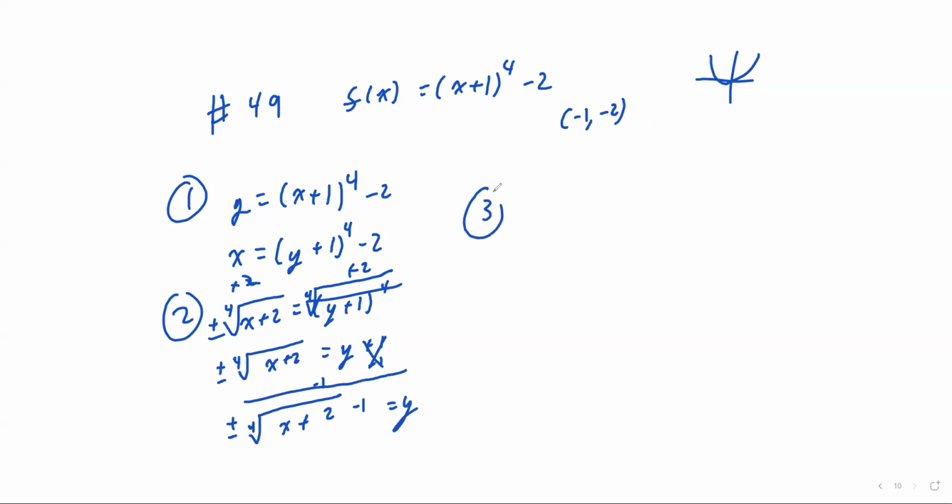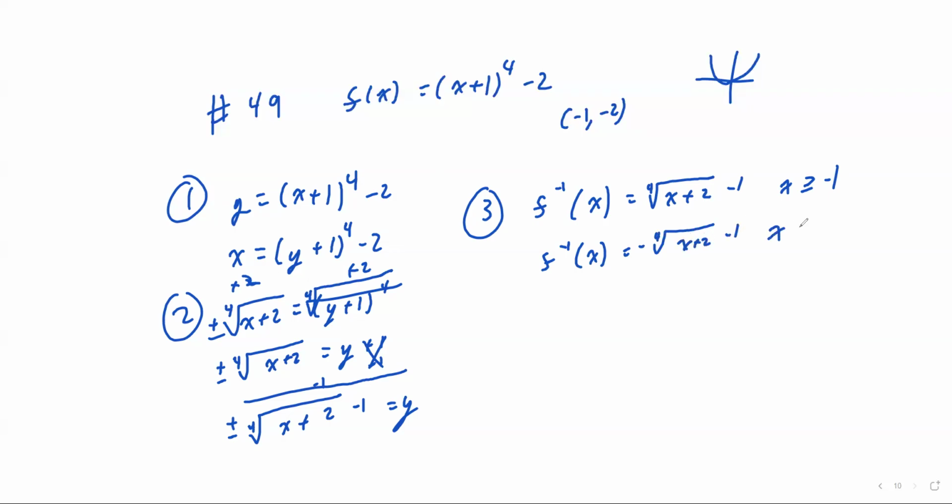And then when I rewrite this, I'll write my two functions, the positive version first. So this will be x is greater than or equal to negative 1. And then I'll write my negative version. And this will be x less than or equal to negative 1. Again, using that h value.